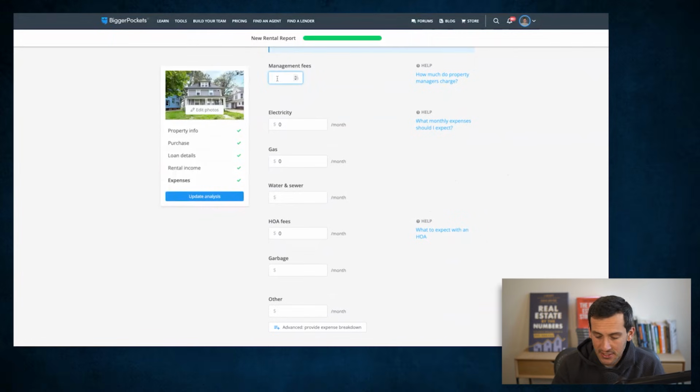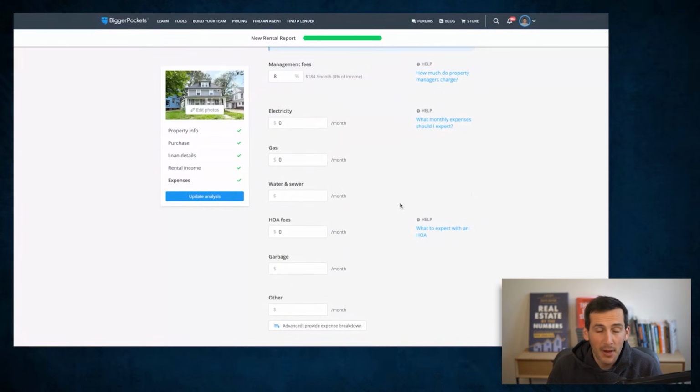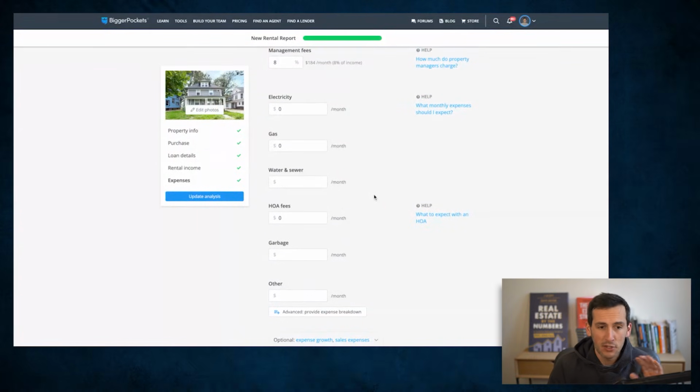I'm an out-of-state investor, so I'm going to have to do 8% here. That's about what I pay for my out-of-state properties now. Property management fees are generally between 8 and 12%. They've come down a little bit. I think mostly it's about 8% where I see them. But if you're self-managing and you're going to do all the property management yourself, you could put 0 there.